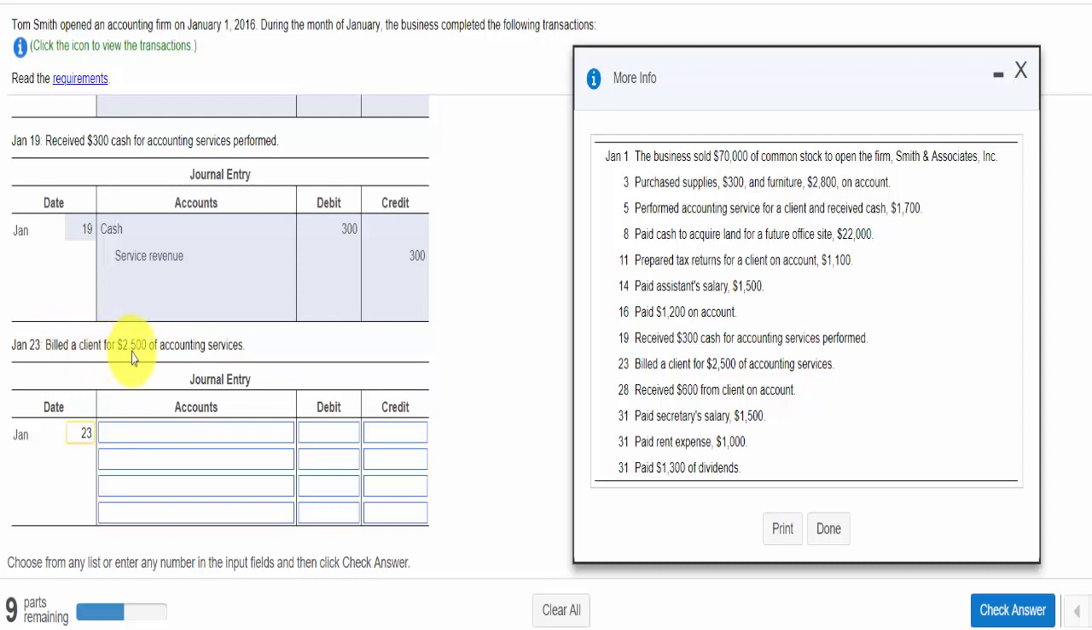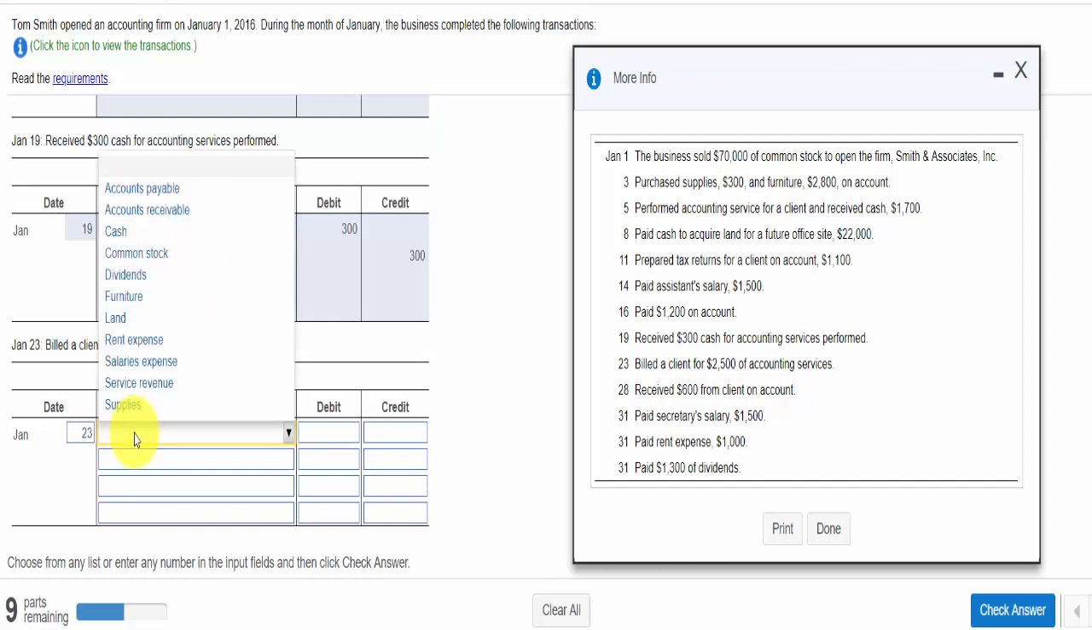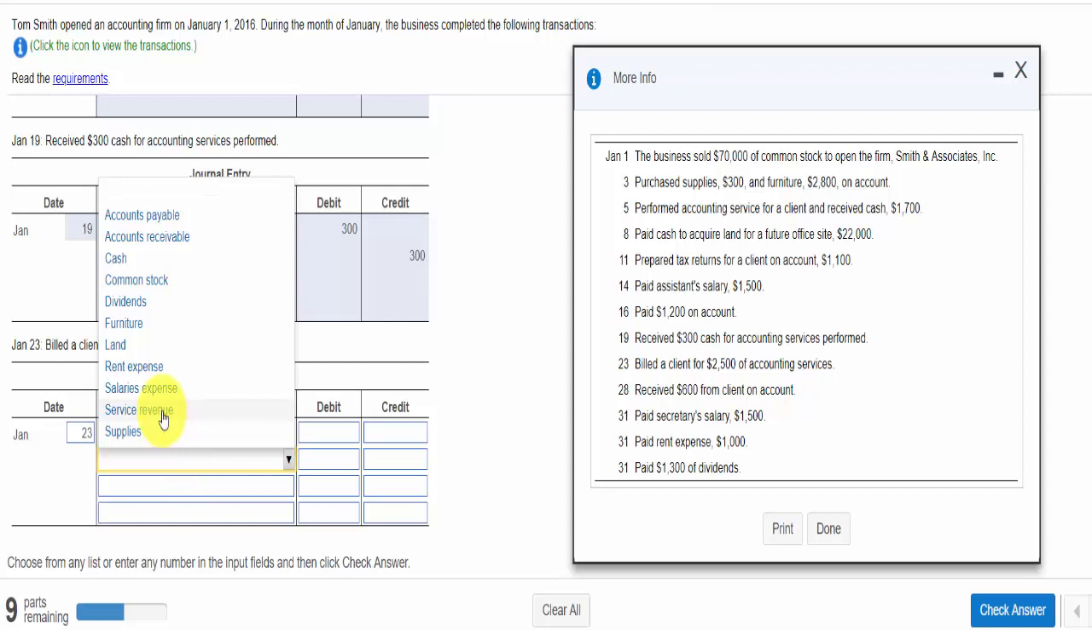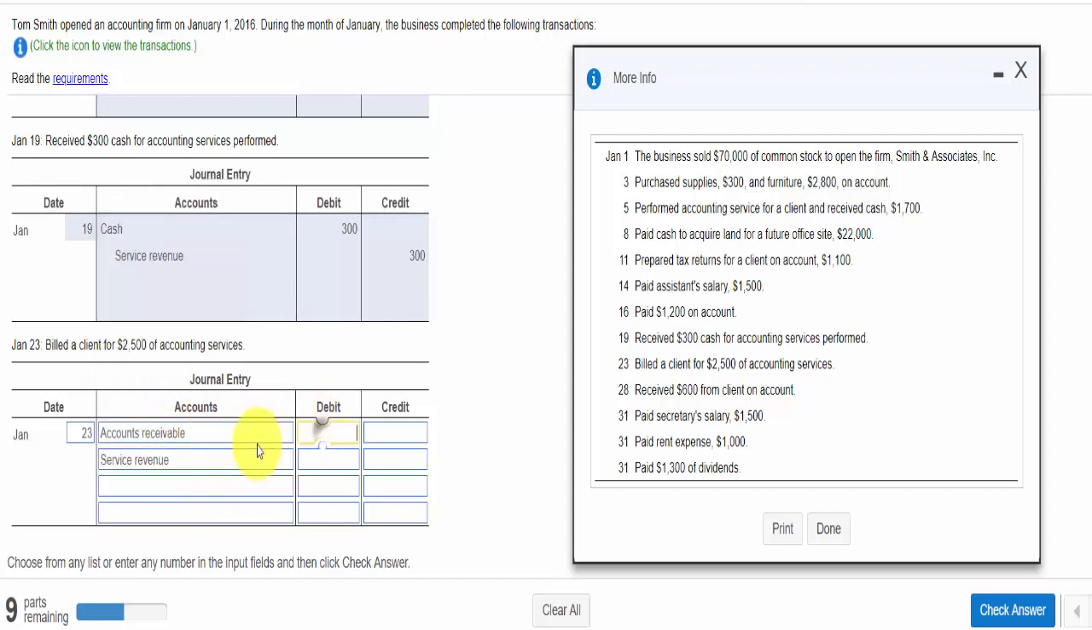Bill our client for 2500 of accounting service. It means we sent a bill to the client, he'll pay later on. It becomes our account receivable. We will receive this amount in future, and we will perform this service for the client. Account receivable is our asset account. Increase in asset is our debit, and service revenue is our revenue account. Increase in revenue is always credited.